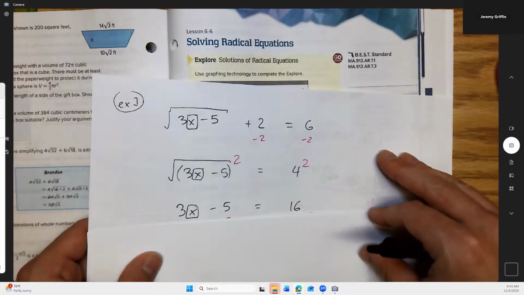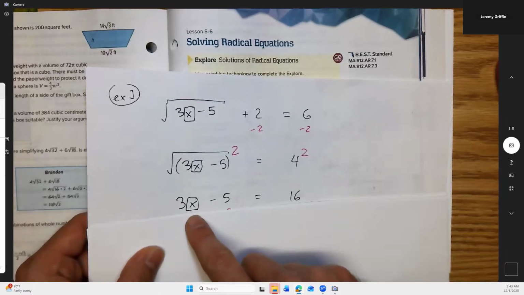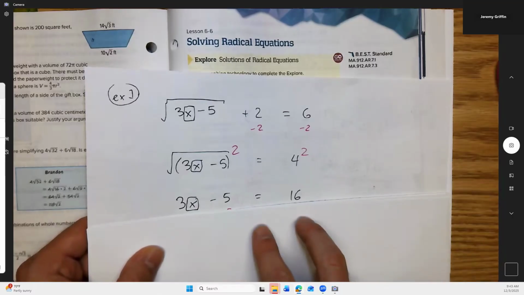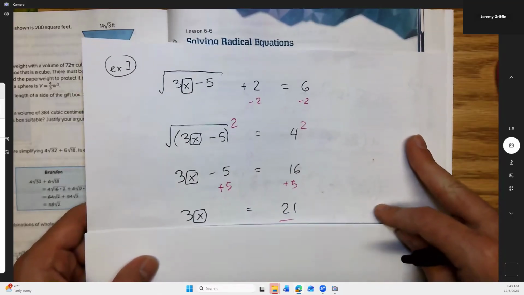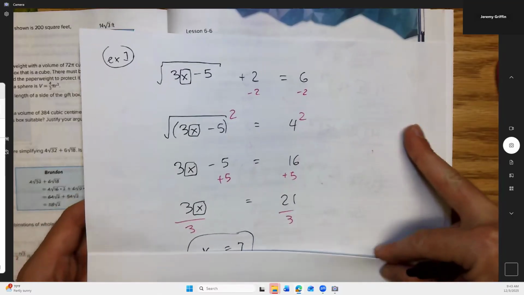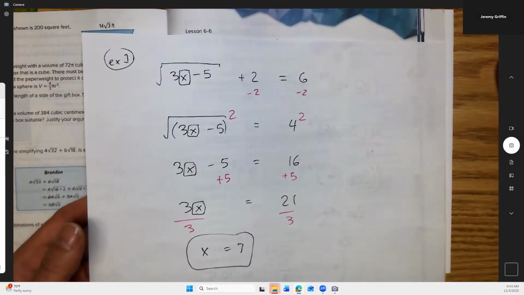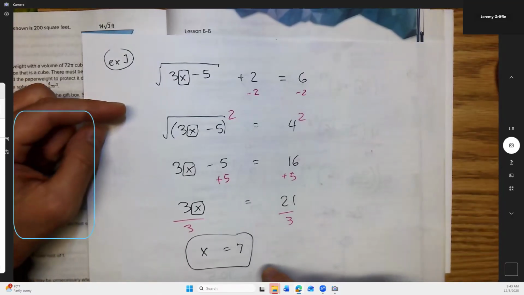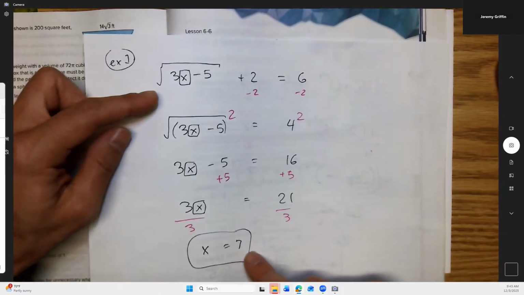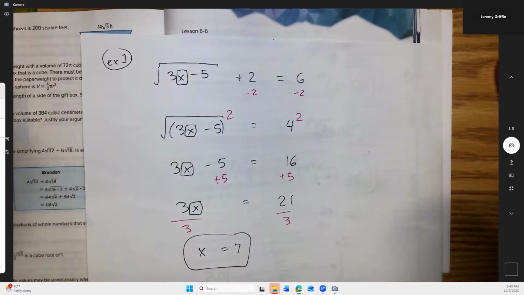Is that okay? You guys see step by step. We're going step by step, trying to get to the last step and say x equals something. Add 5. Yeah, add 5. Now it looks like that. Divide by 3. Yeah. And then that's the answer. Just like that. Now, a good thing to do too, especially if a square root is involved, is take your final answer, 7 in this case, and plug it back into the original statement and make sure it works. I mean, it should, but there are some exceptions.